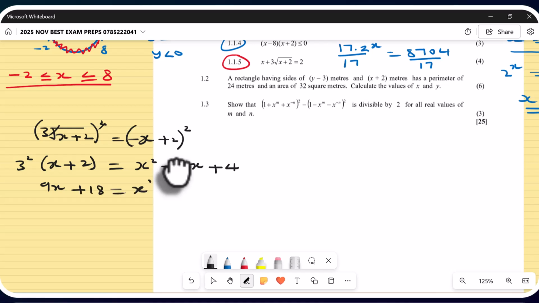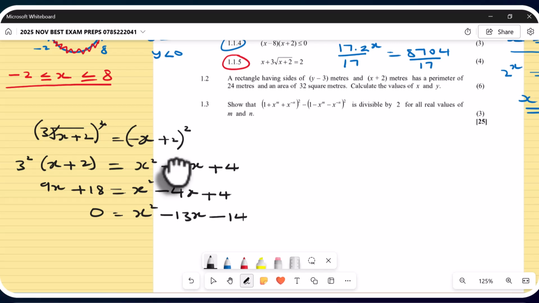I'm going to be having now, open brackets here, x minus 14 into x plus 1 equals 0. So either our x equals 14, or x is negative 1. But like we said before, before you continue, check which x is the right one here. Is it the negative 1 or the 14?